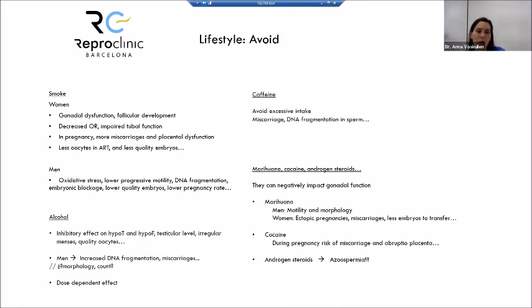About alcohol. Alcohol can have an impact on the central nervous system. So in very, very high doses, it can have an impact on the regularization of the cycles and all these things. It can have an impact on the quality of the oocytes.